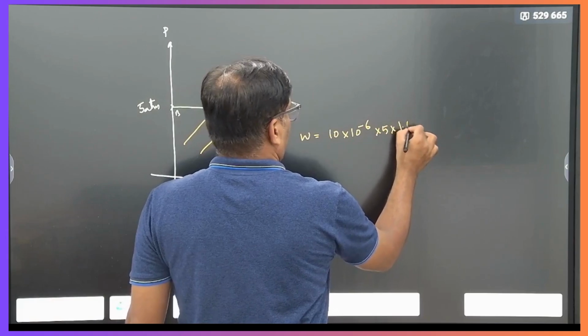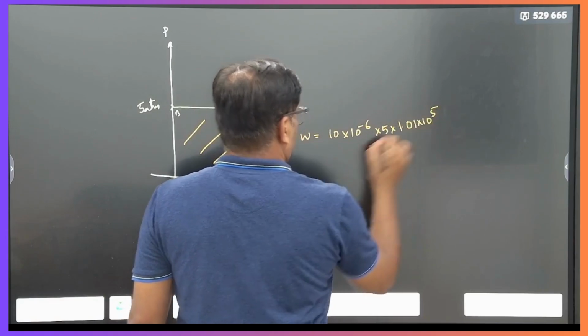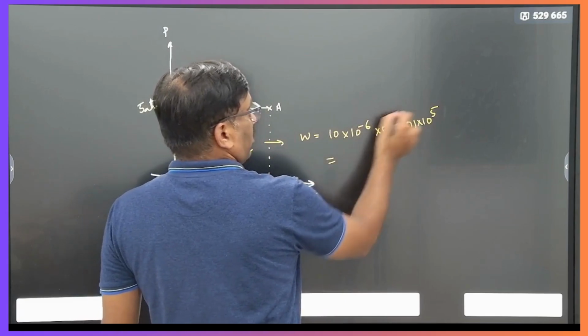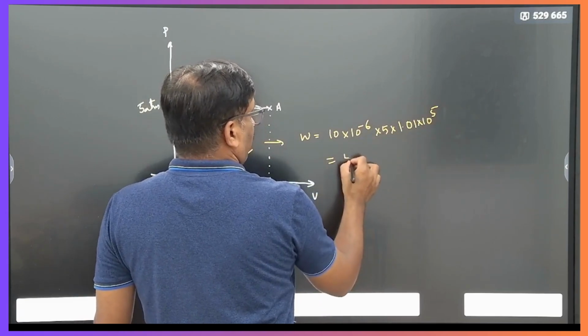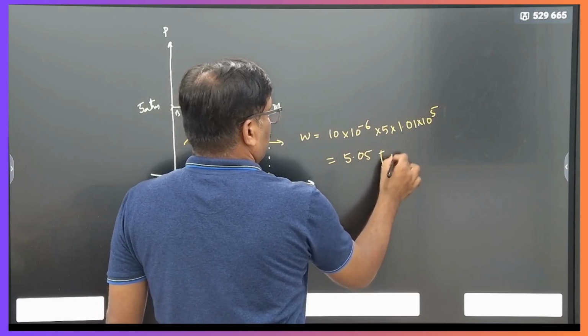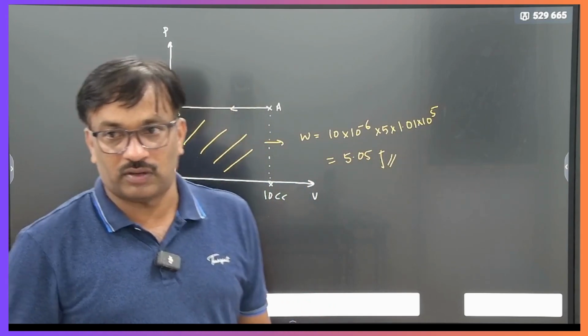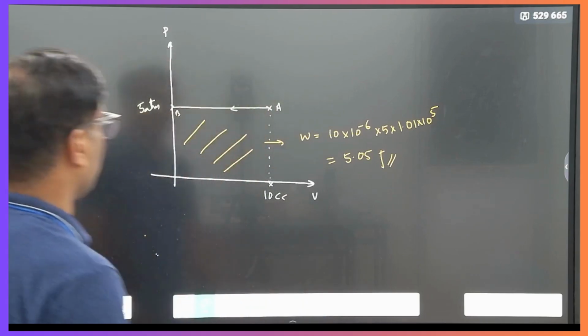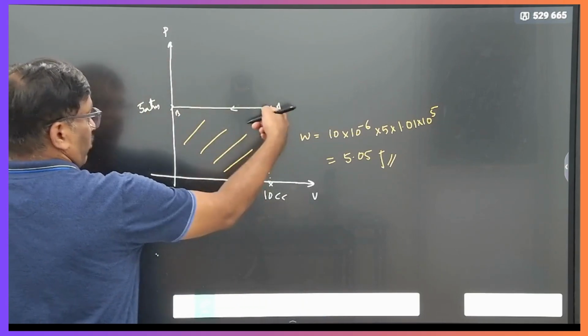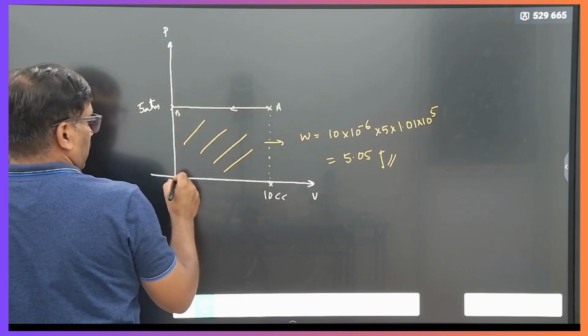5 into 1.01 into 10 to the power of 5. So, you can write down 10 to the power of minus 5 plus 5 can cancel. So, 5.05 joules of work is done in this one. So, you can calculate it now. Clear? But here what happened now? From 10 cc to 0 cc.